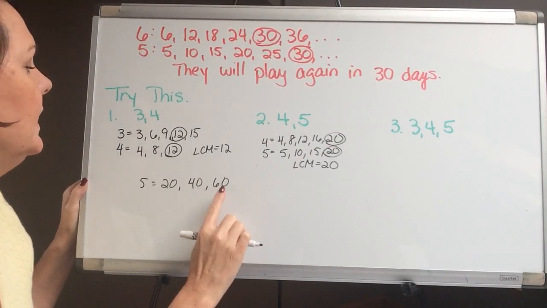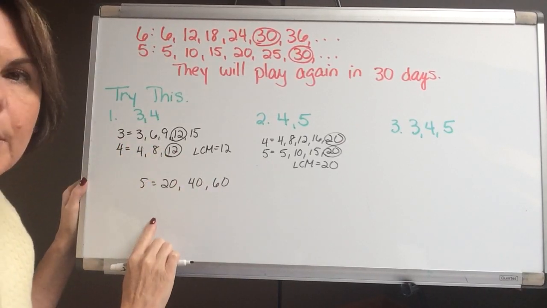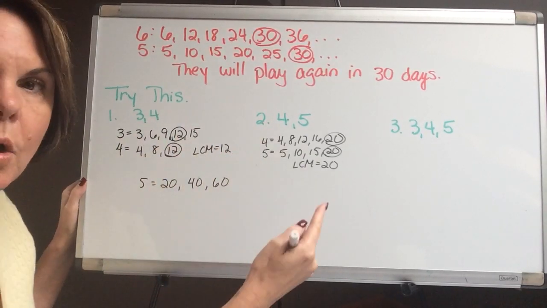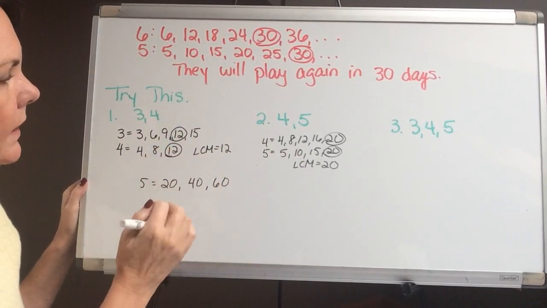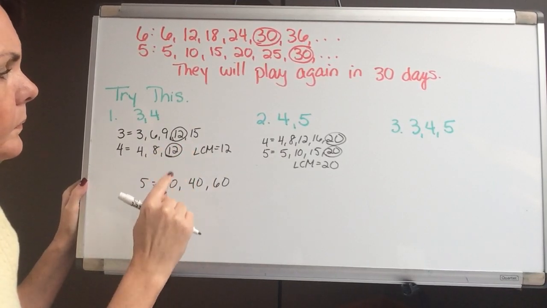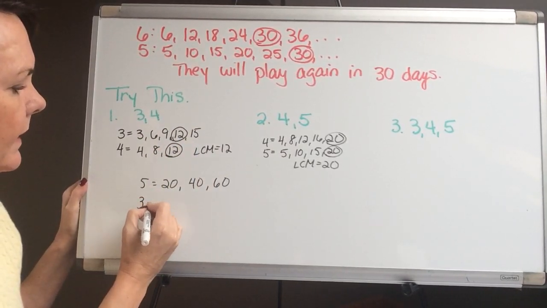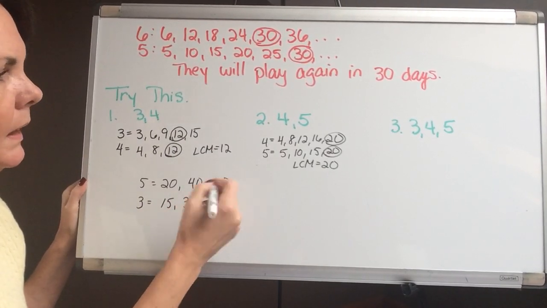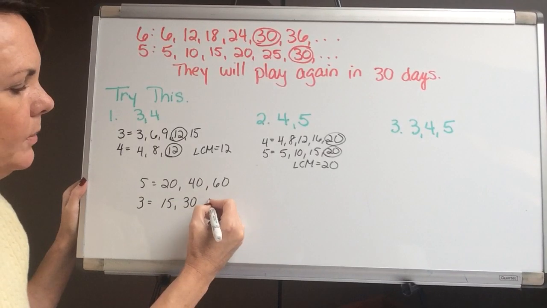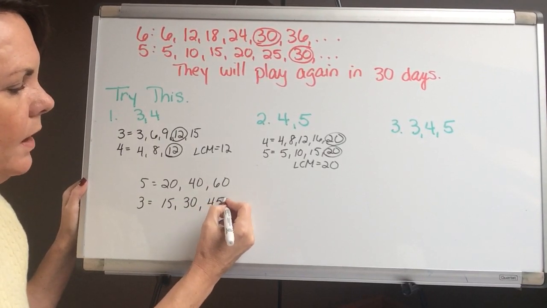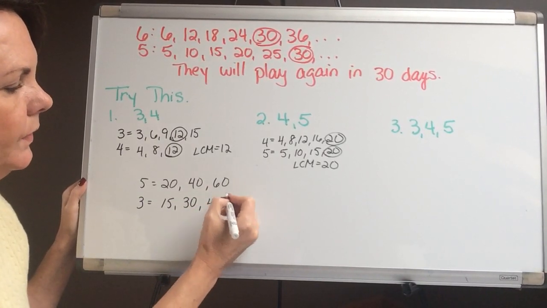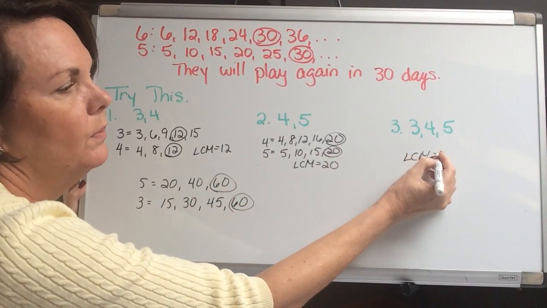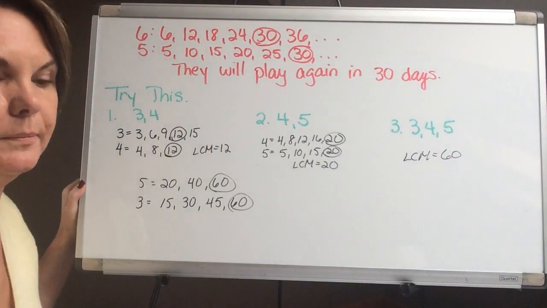So really what I need to think about then is when will 3 have a common multiple? If I did my 3s, I could go 3, 6, 9, 12, 15, 18, all the way out. But I can look here and I can see 15. If I double that, 30. That's still not in here. If I add on another 15, 45. And if I add on another 15, the least common multiple between 3, 4, and 5 would be 60.